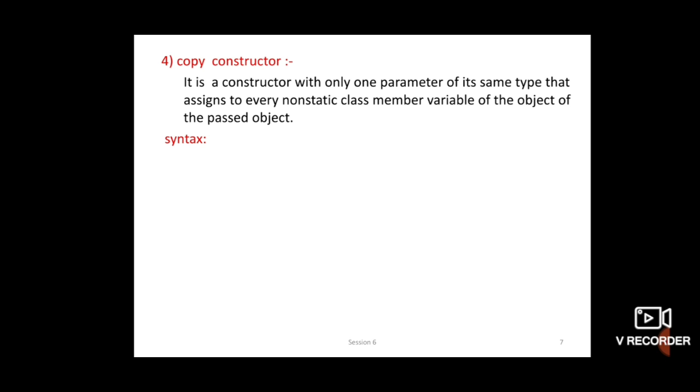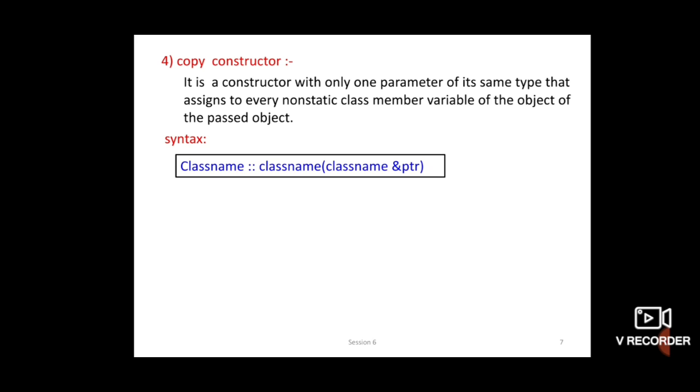Now see the general format: class name, scope resolution operator, class name, in brackets class name and ampersand, meaning address of that object. Simple way, just memorize this. Copy constructor means the value of one object is given to another object, meaning one object is assigned to another object. It is called a copy constructor. And the last type is the overloading constructor.